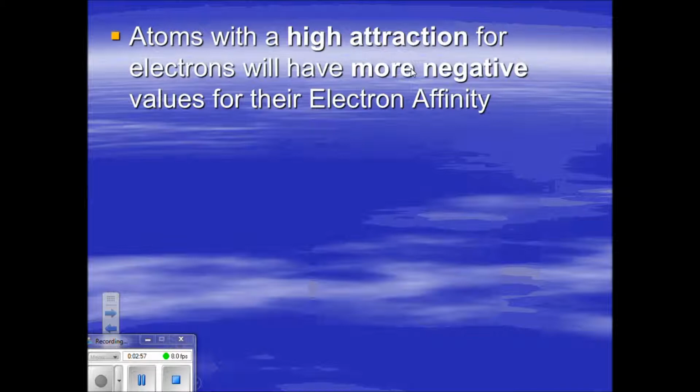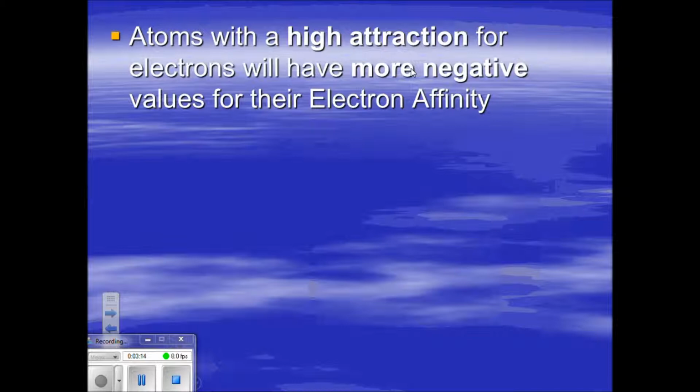You can look at the electron affinities for the halogens in group 7A, and they all really would like to gain an electron because they get to become like a noble gas. So you can see that their values are very negative. So the more negative the value, the more likely it is for that atom to gain an electron.